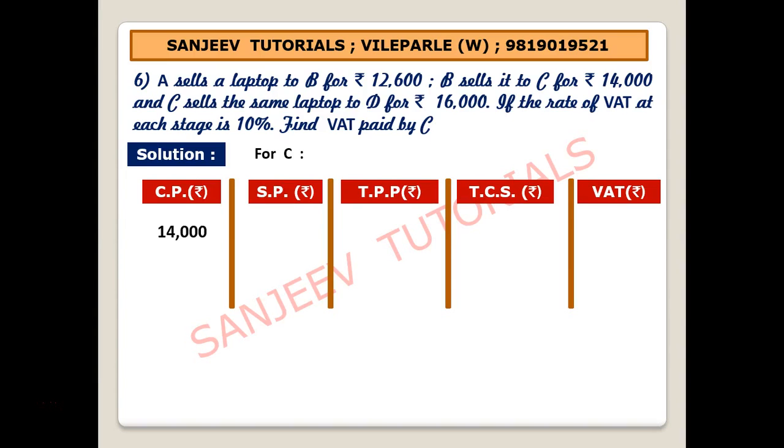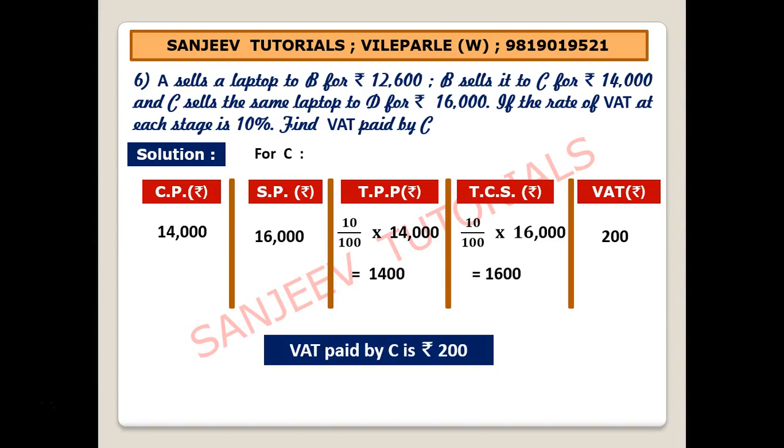Tax paid on cost price will be 10% of 14,000, that is 1400. Selling price for C is rupees 16,000 and tax collected on selling price is 10% of 16,000, that is rupees 1600. VAT is the difference of 1600 and 1400, that is 200 rupees. So I can say VAT paid by person C is rupees 200.